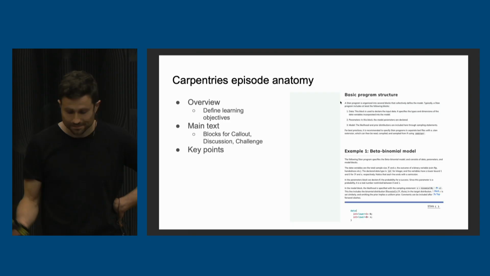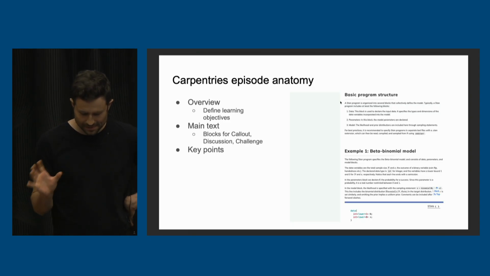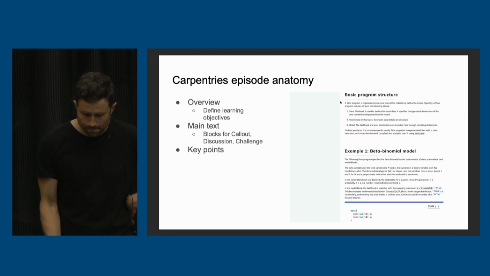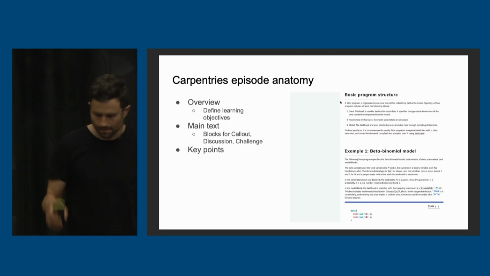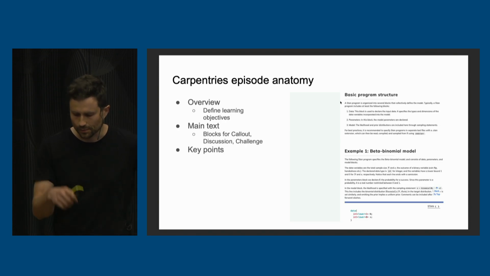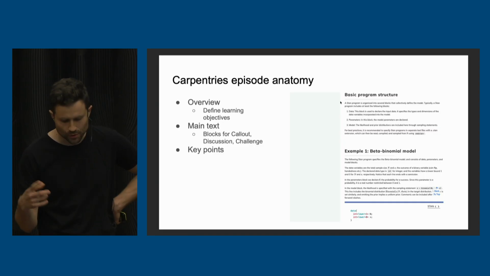Yeah, so that's how we introduce Stan programs, and then we quickly go into actually building some very simple models. So here's the first example, the beta binomial model, which was also used actually in a previous episode. So that's hermeneutical spiral in action.